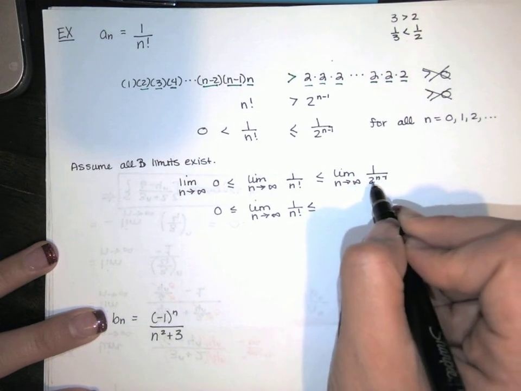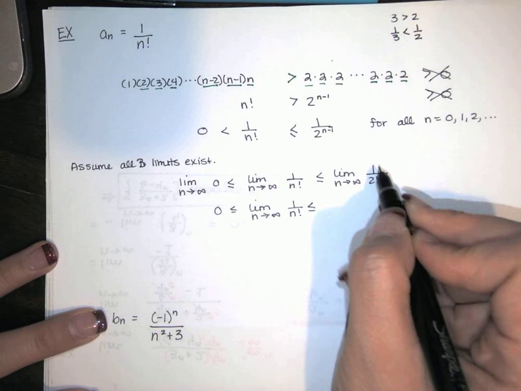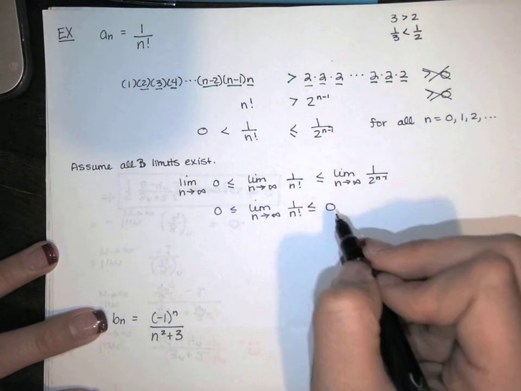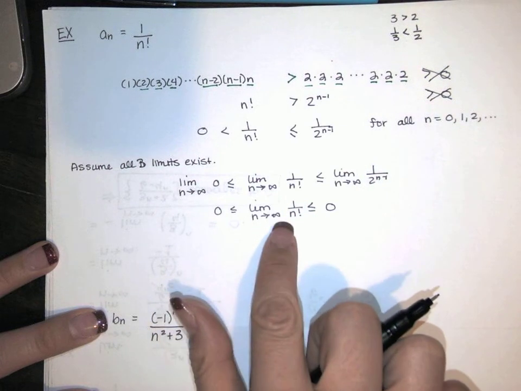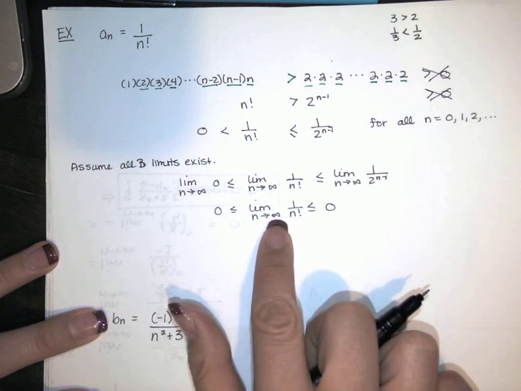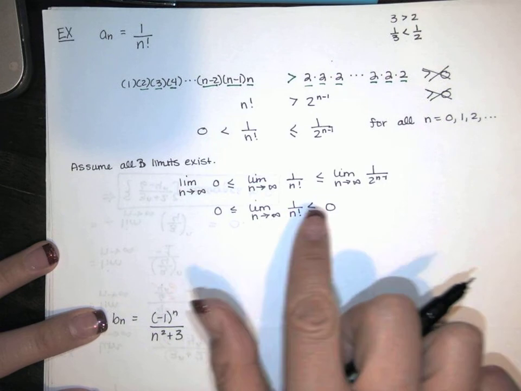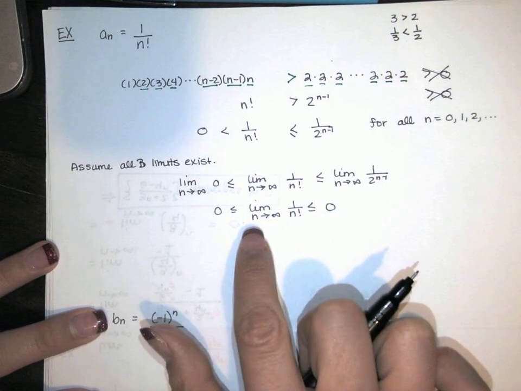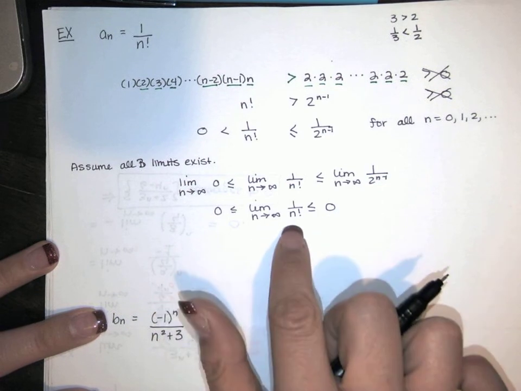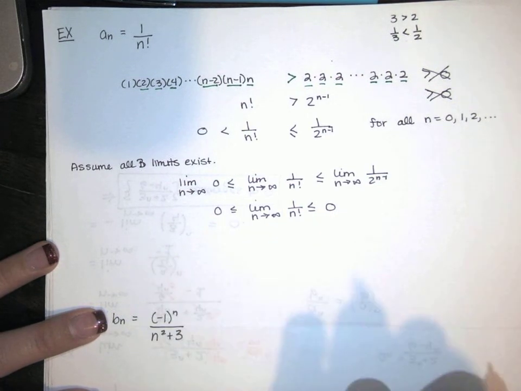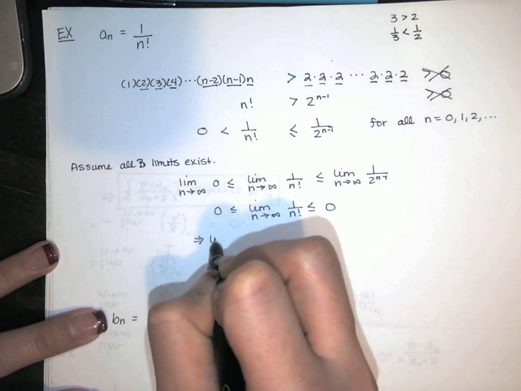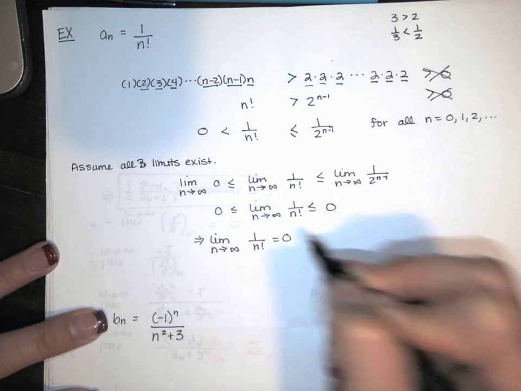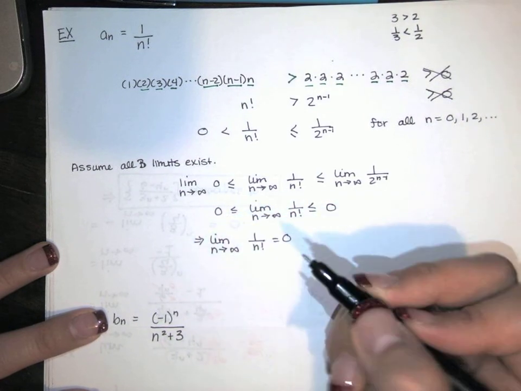And as n goes to infinity, 2 to a large power is going to be a large number. 1 over a large number is a small number. And as n gets larger and larger, this fraction gets smaller and smaller, so we get 0. So the limit of the sequence we're interested in is greater than or equal to 0. It's also less than or equal to 0. The only way it could possibly be greater than or equal to 0 and less than or equal to 0 at the same time is if the limit equals 0. So we can say the limit as n goes to infinity of 1 over n factorial is 0 by the squeeze theorem, because it's squeezed in between those two zeros.